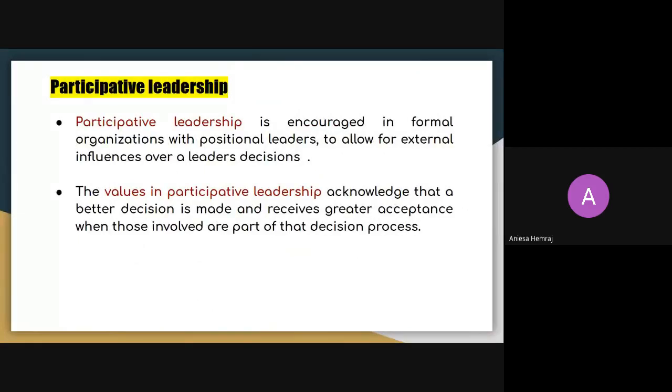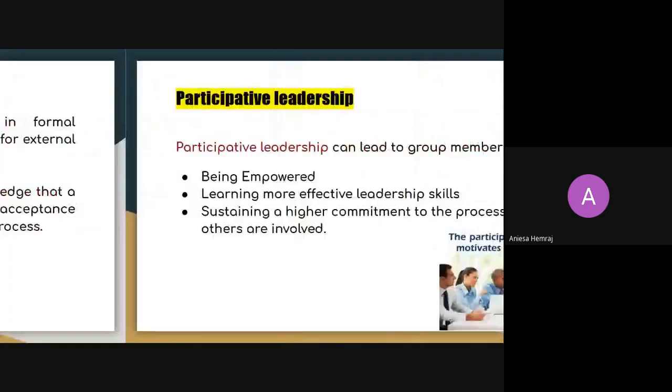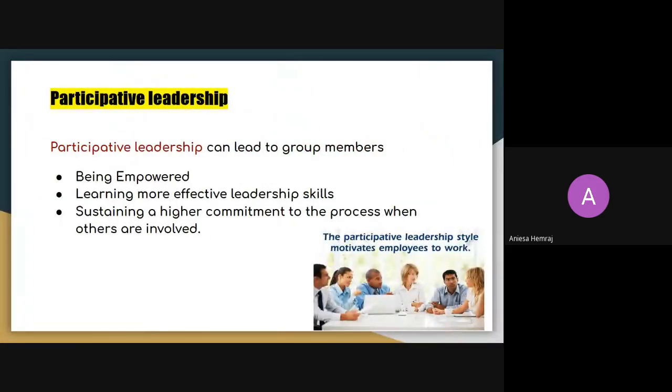So, participative leadership. Participative leadership is encouraged in formal organizations with positional leaders to allow for external influences over a leader's decisions. When this approach is taken, it was noticed that a better decision is made and it receives greater acceptance. Participative leadership can lead to group members being empowered, learning more effective leadership skills, and sustaining a higher commitment to the process when others are involved.